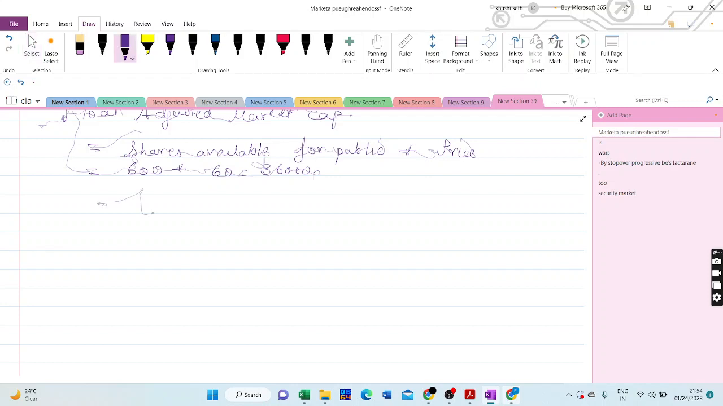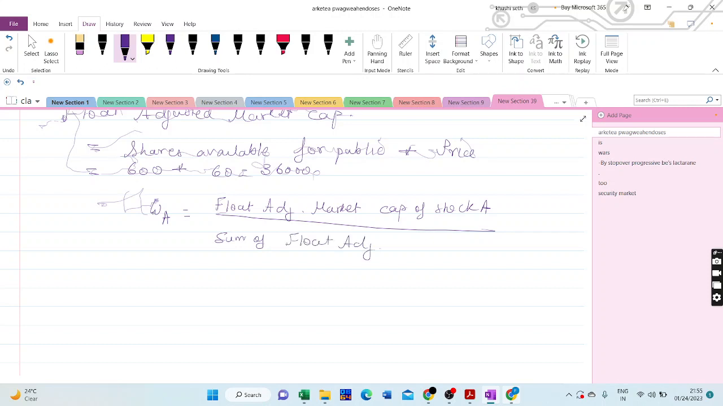Okay, how will you calculate the weight of a particular stock in a float adjusted market cap index? So the weight of stock A would be the float adjusted market cap of stock A divided by the sum of the float adjusted market cap of all stocks in the index.